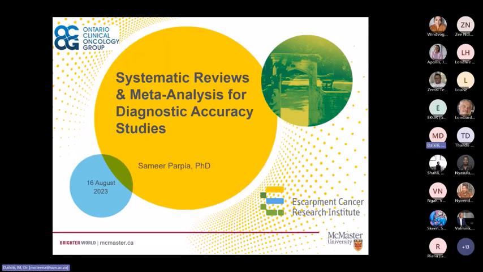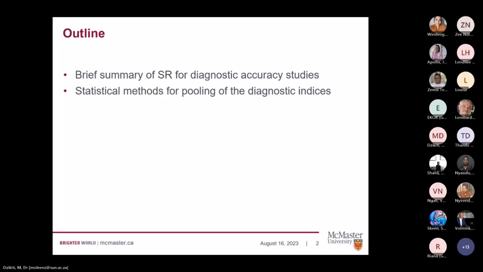Today we're going to be talking about diagnosis and methods to synthesize this diagnostic data, and meta-analysis techniques, specifically the statistical analysis methods for pooling diagnostic accuracy data. So, a brief summary of systematic reviews for diagnostic accuracy studies. This is pretty standard to systematic reviews of clinical trials, but there are some nuances that maybe you should be aware of. We'll go through this briefly, and I think it's important, even though many of you will be familiar with this. And then we'll go through the statistical methods for pooling the diagnostic indices.